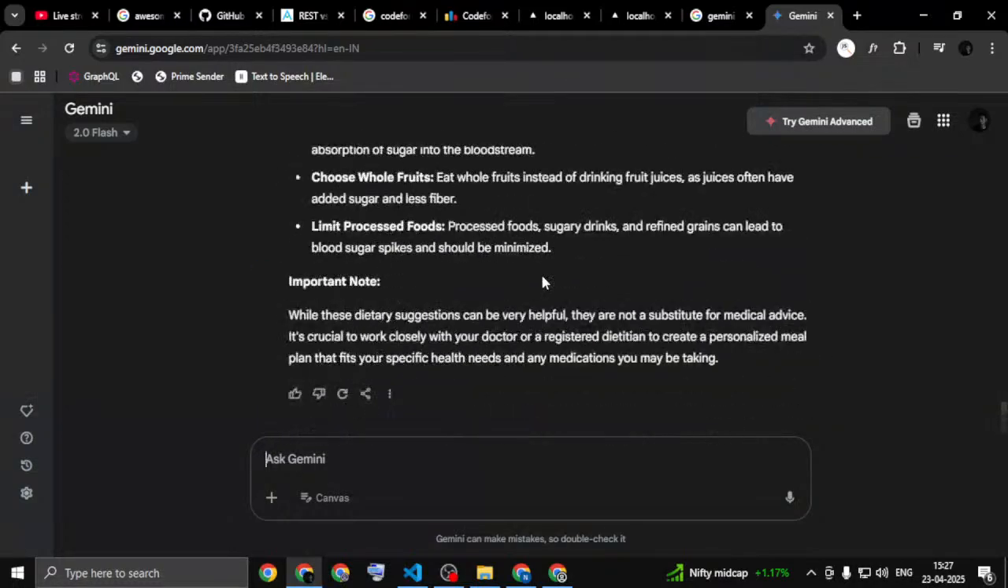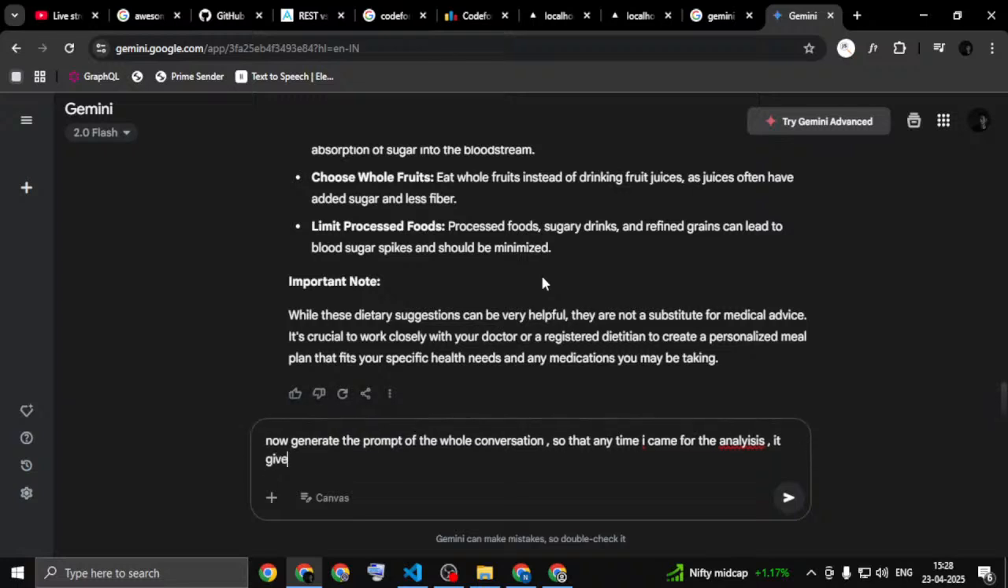Now generate the prompt of the whole conversation so that any time I come for the analysis, it gives me all the analysis which was shown to me now. Generate the prompt.